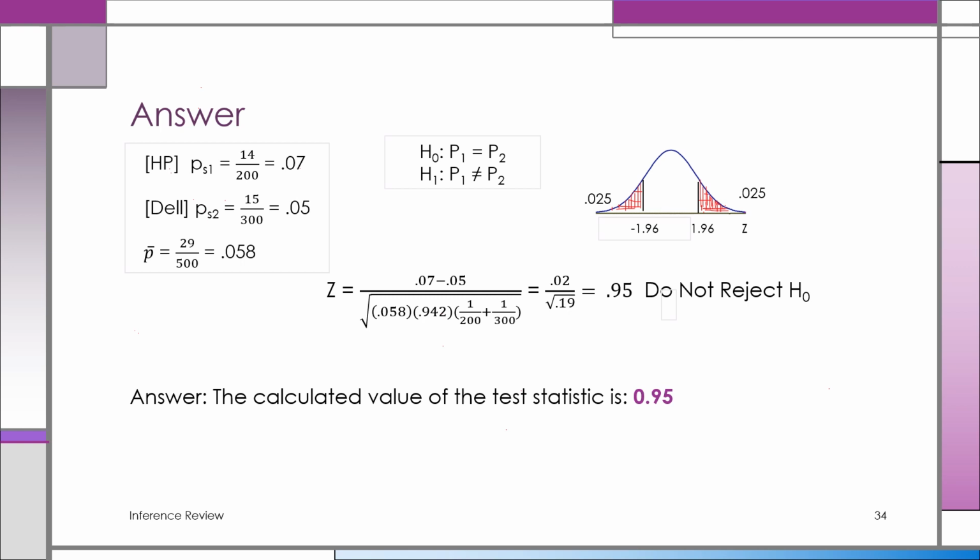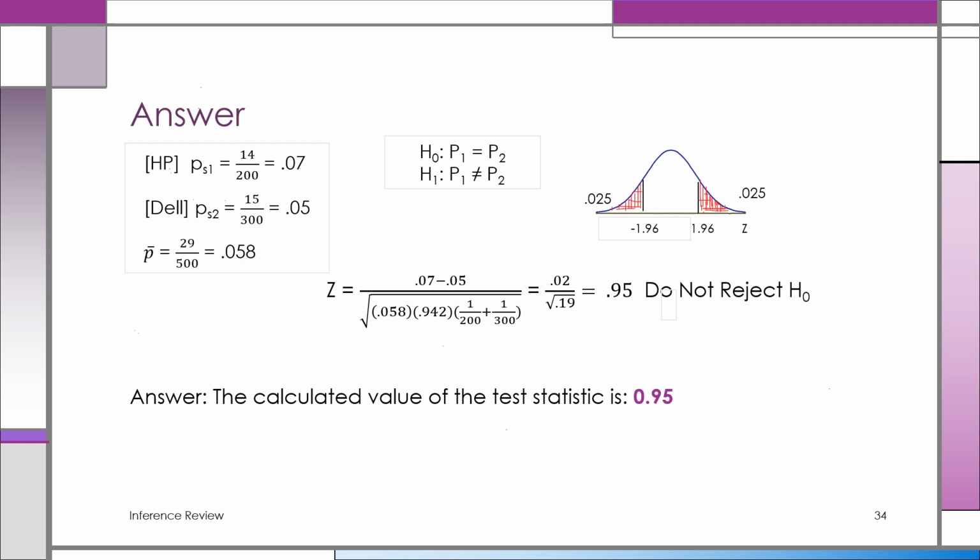Now we turn the sample evidence, the two proportions, into a z-score. Z equals 0.07 minus 0.05. In the square root, you have 0.058 times 0.942. Those two numbers add up to 1, the P bar and 1 minus P bar. Then the sample sizes, 1 over 200 plus 1 over 300. You end up with 0.02 over the square root of 0.19. This all works out to about 0.95. 0.95 is not in the rejection region. So the calculated value of the test statistic is 0.95, and you're not rejecting H0.